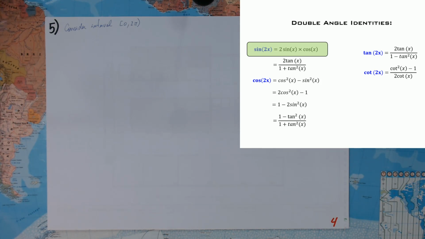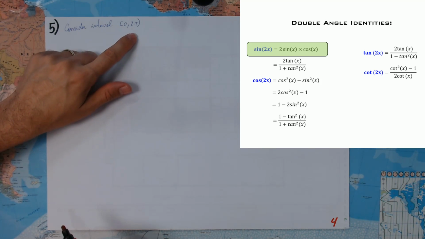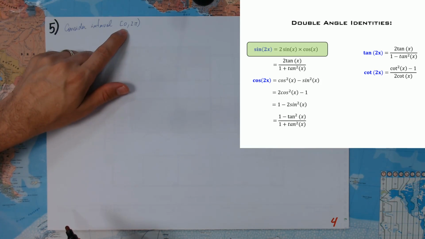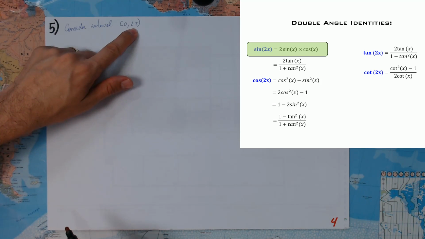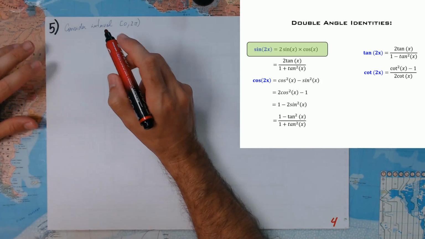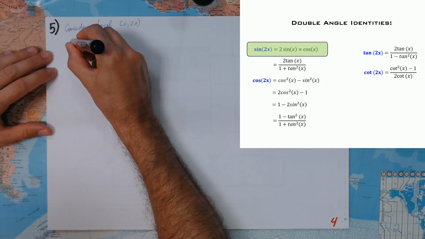Okay, hi. Now let's make number 5. Again, it's the same interval from 0 to 2 pi, considering 0 inclusively and excluding the 2 pi. Okay, that's what it means in terminology. The exercise is going to be like this.